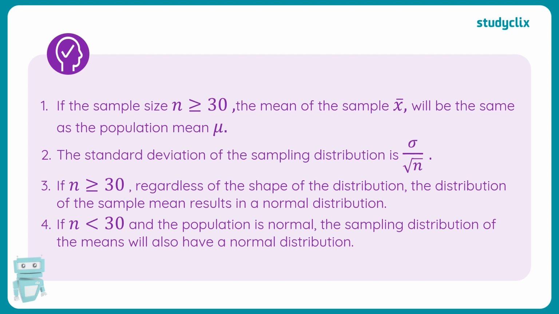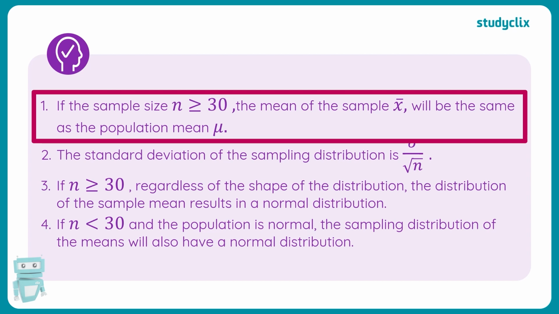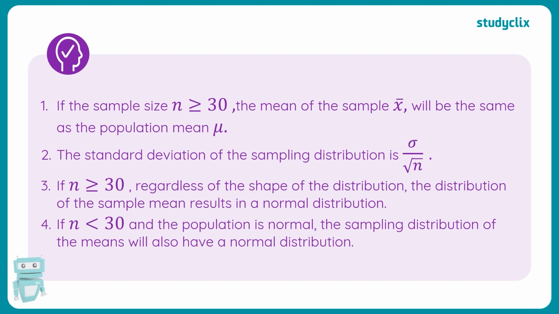The big ones I always say, if n's bigger than or equal to 30, and the sample mean is going to be the same as the population mean, point number 1. And number 2, the standard deviation of the sampling distribution is standard deviation over root n. So from that we can see that it depends on the sample size. The bigger the sample size, the smaller the standard deviation, the taller the normal distribution, and the narrower that it is.